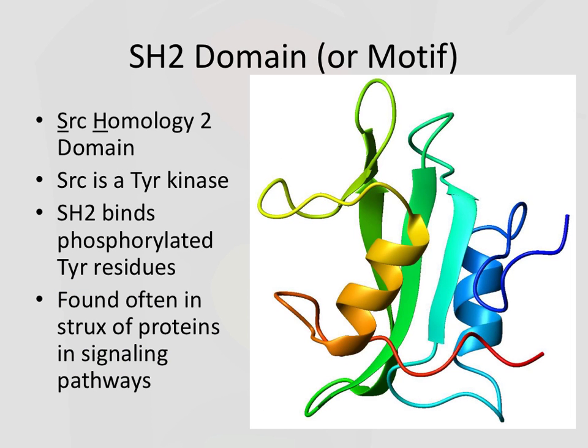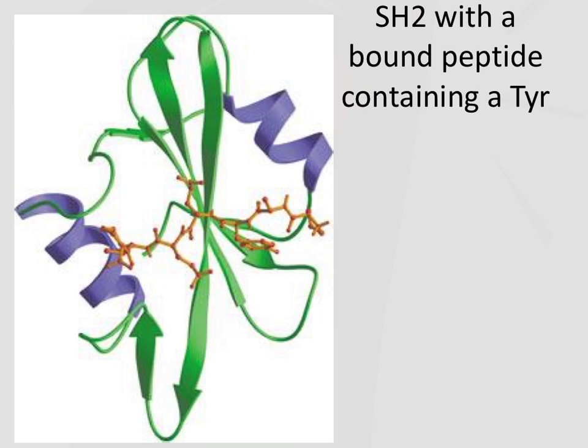There's a domain, this one doesn't have it, that you see a lot in signaling pathways. They're called SRC domains, Src homology domains, just based off of the original protein. But anytime you see that, that usually means it's a tyrosine kinase. There are lots of different types of tyrosine kinases. So that's just something that you'll see. It's called an SH2 or SRC domain.